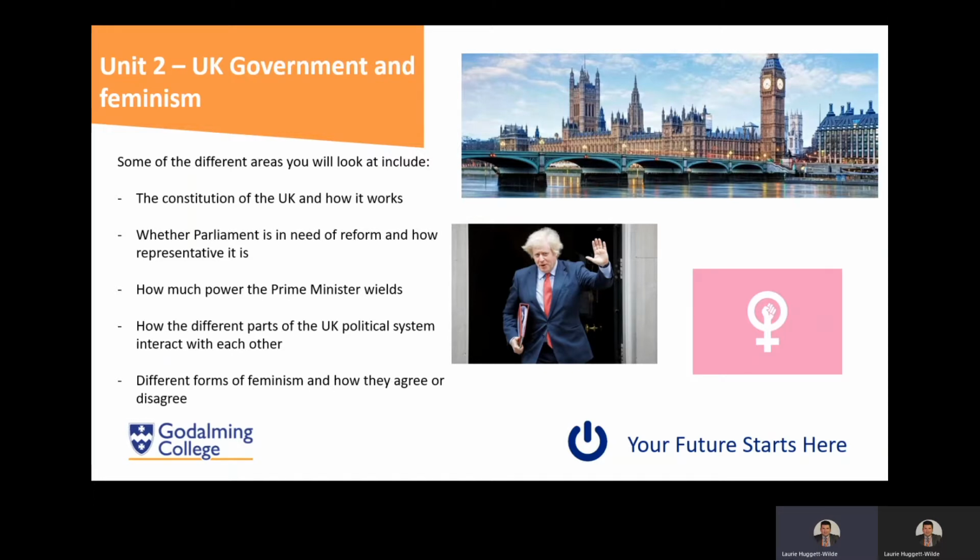You look at how much power the Prime Minister wields, in particular how much power they wield in comparison to Parliament and how those two clash with each other. You look at the different parts of the UK political system and how they all interact with each other, how the Prime Minister and Parliament interact, but also how the Supreme Court interacts with both of them. And finally, you look at the different forms of feminism, things like radical feminism and liberal feminism, and how they agree or disagree with each other.